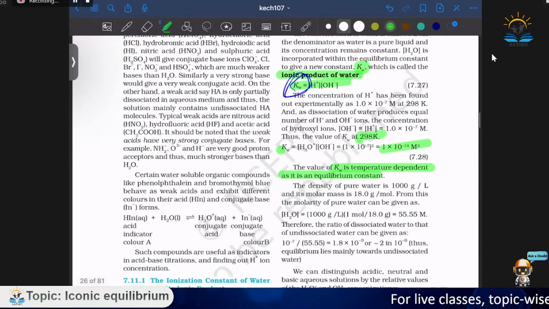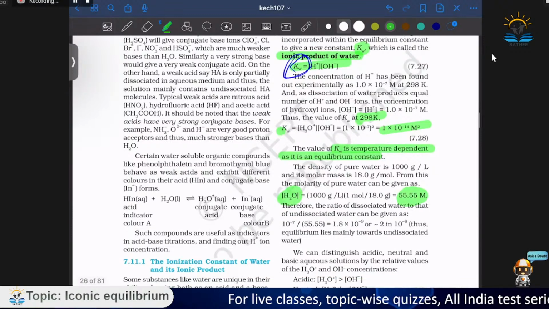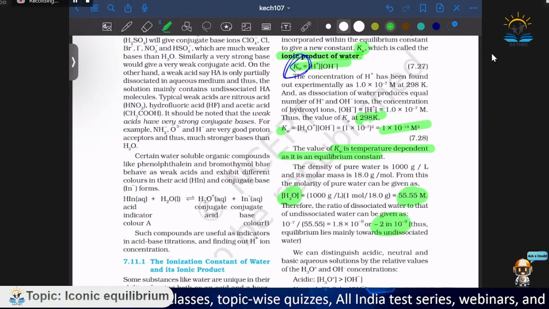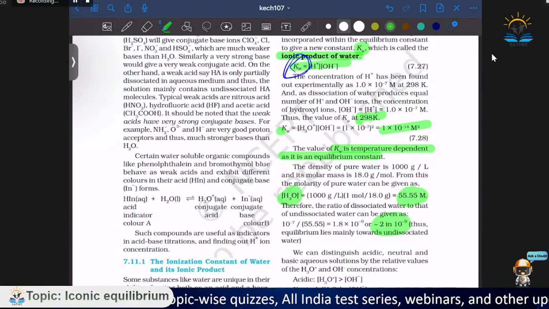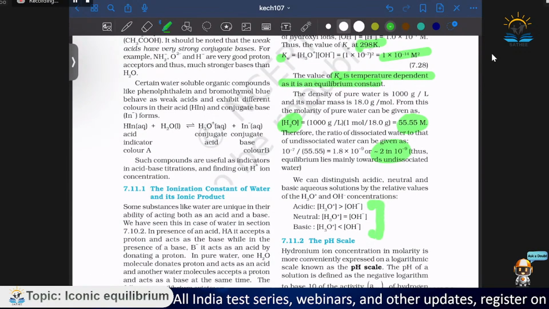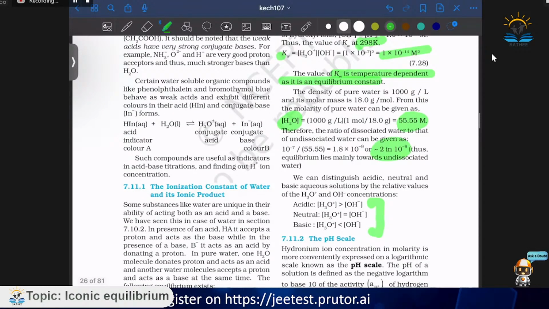Now, from the value of Kw, we can find out the concentration of H2O. It is 55.5 molar. You can find out the dissociated to undissociated water, or the degree of dissociation of water, using these two. This is your degree of dissociation of water. Then you can distinguish acid, base, and neutral solutions by this formula. This is really simple. If your hydronium ion concentration is more than your hydroxyl ion concentration, it's an acid. A basic solution has a higher concentration of hydroxyl ions. And neutral solutions have equal concentrations of hydronium and hydroxyl ions.